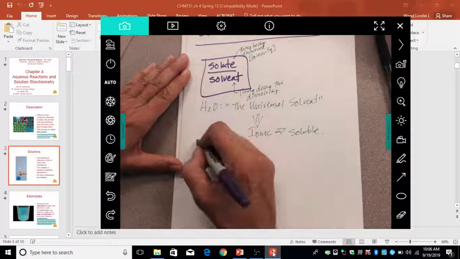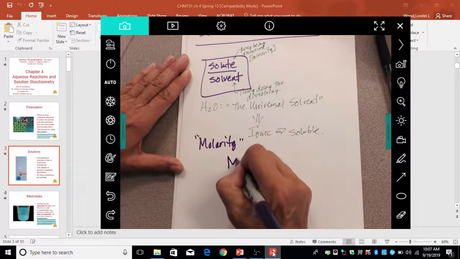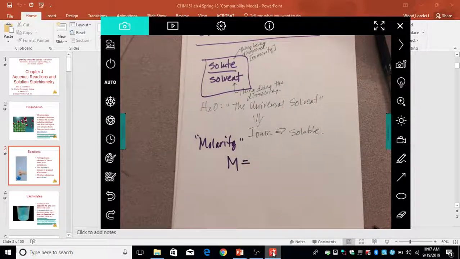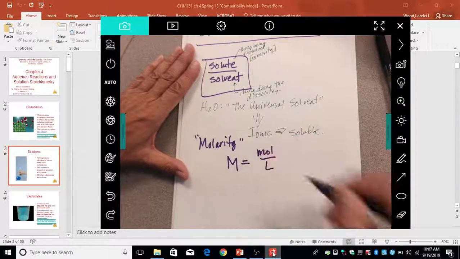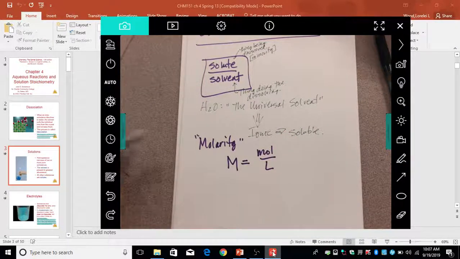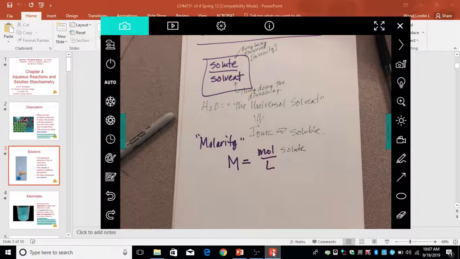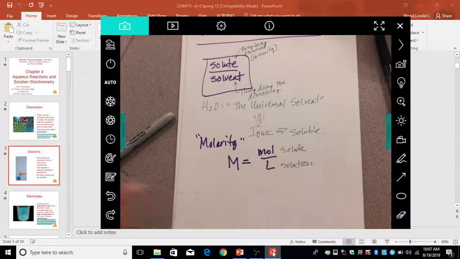Molarity. Molarity is the one that we tend to use most often, and molarity is symbolized by capital M. And what is the definition of molarity as a concentration value? Moles per liter. So what that actually means is the moles of the solute, because remember, all concentration units are a simple ratio of solute to solvent, divided by liters of, in this case, solution. So moles of solute divided by liters of solution.